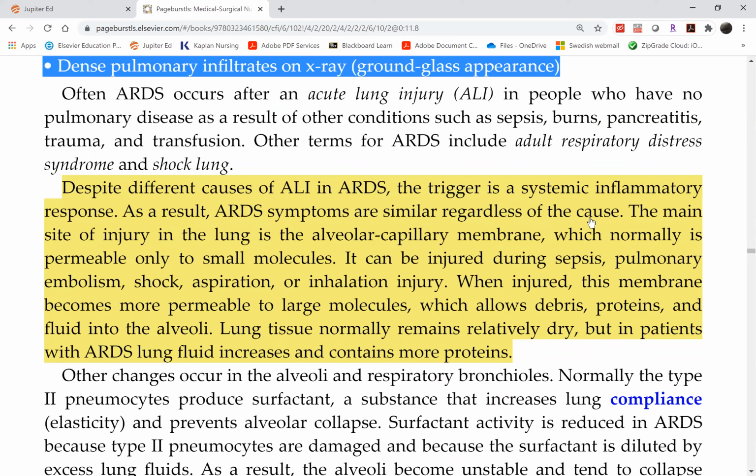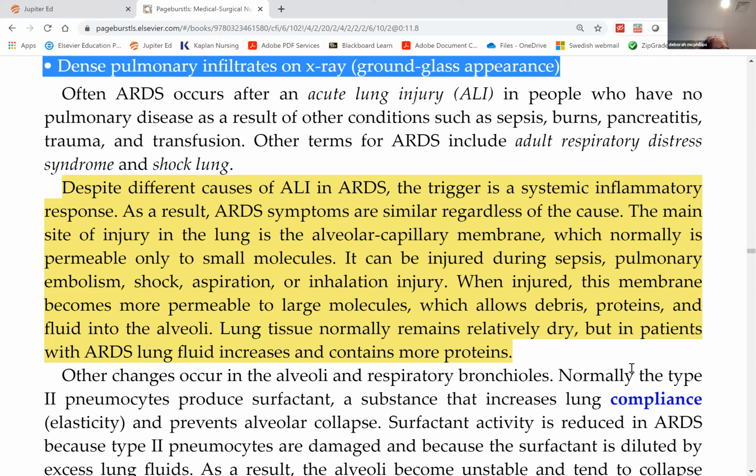Thank you. Read the whole paragraph for me, please. Thank you, Miss Deborah. Despite different causes of ALI in ARDS, the trigger is a systemic inflammatory response. As a result, ARDS symptoms are similar regardless of the cause.